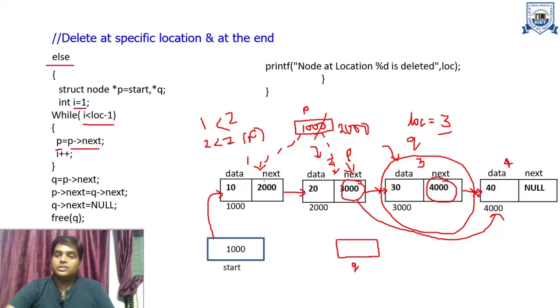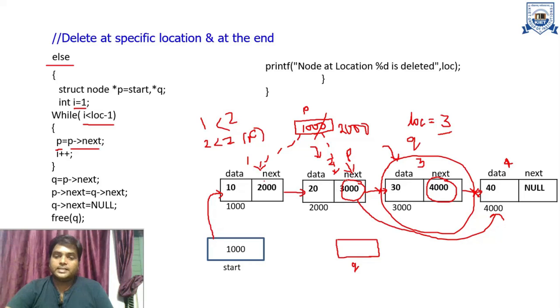This 4000 value will be replaced by null. Then we will be able to delete this particular node. Okay, now see what we do. Q2 next is equal to P2 next is equal to Q2 next. P2 next, P is actually pointing to this particular node.